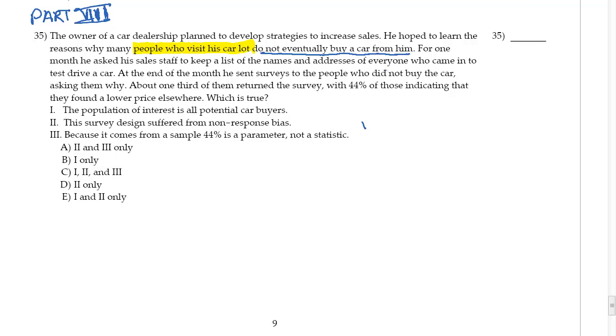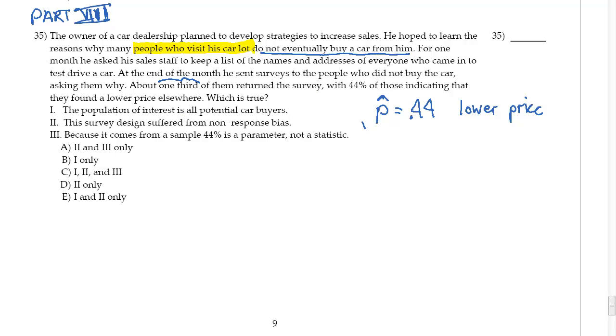All right. So at the end of the month, he sent surveys to people who did not buy the car, asked them why. About 1/3 of them returned the survey. So you have some non-response there. And our P hat, because we don't actually know what P is, 44.44, right? Of those indicating that they found a lower price elsewhere. So this is our characteristic of lower price. This is the reason they didn't buy. Okay?